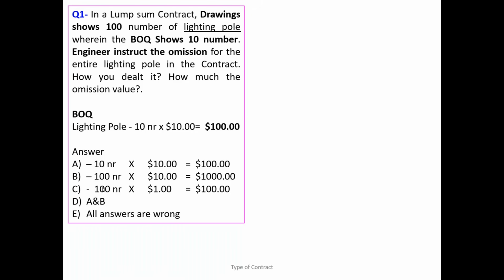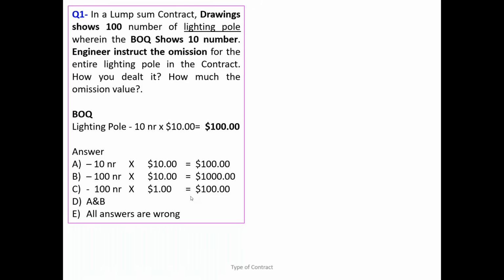So look, when you are doing this kind of correction, you have to bring the actual value. So the scope of work is supposed to be 100. What is the amount you have to deduct, maximum 100? So what should be the rate now? 1. So answer C is the one right answer.